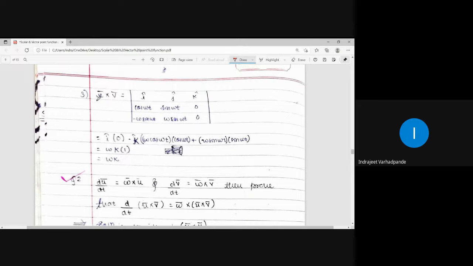The third one is r bar cross v bar. What is r bar cross v bar? It is a cross product, so the cross product is nothing but the determinant of i, j, k. The first row will be the components of the vector r bar, that is cos omega t, sin omega t, and as the third component is absent, we take the coefficient as 0. The second row will be v bar, which is nothing but the components of the velocity: minus omega sin omega t, omega cos omega t, and 0.